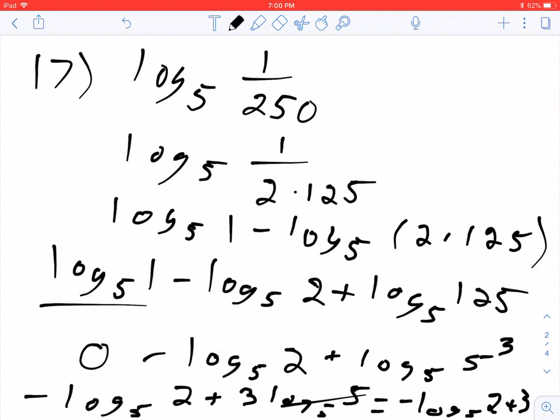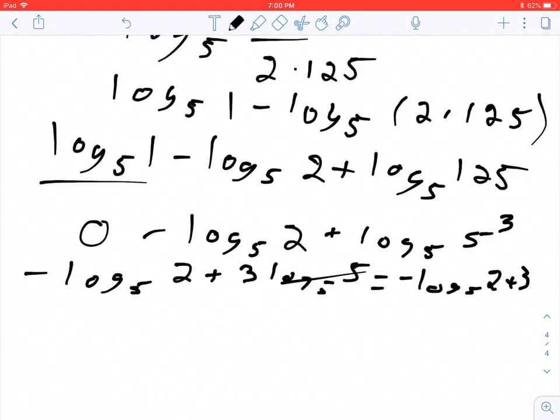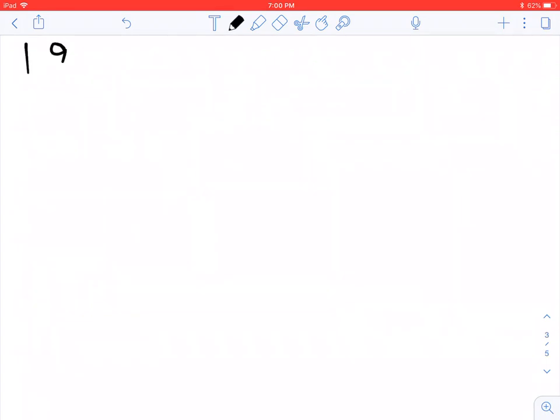So the final answer for number 17 is negative log base 5 of 2 plus 3. Once again, the 2 plus 3 cannot combine, as you would have to take the log of 2 first, because that's part of the exponents family in PEMDAS. You cannot add those two together. Okay, moving on to number 19.